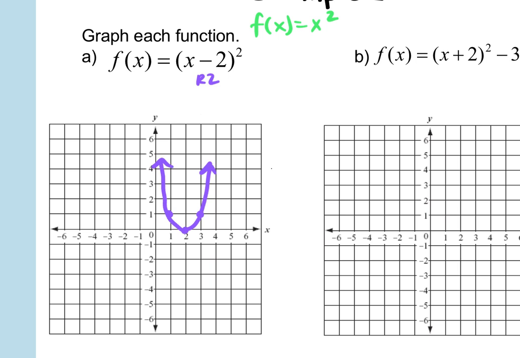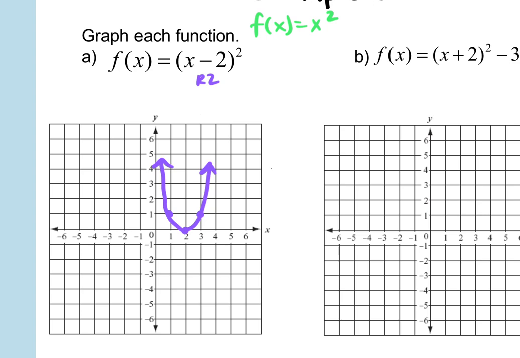My domain is still all real numbers. My range is 0 to positive infinity. It's decreasing from negative infinity to 2, increasing from 2 to positive infinity, and this time it is not even because it is shifted off of my axis. So it would be neither. It would be neither in this case.